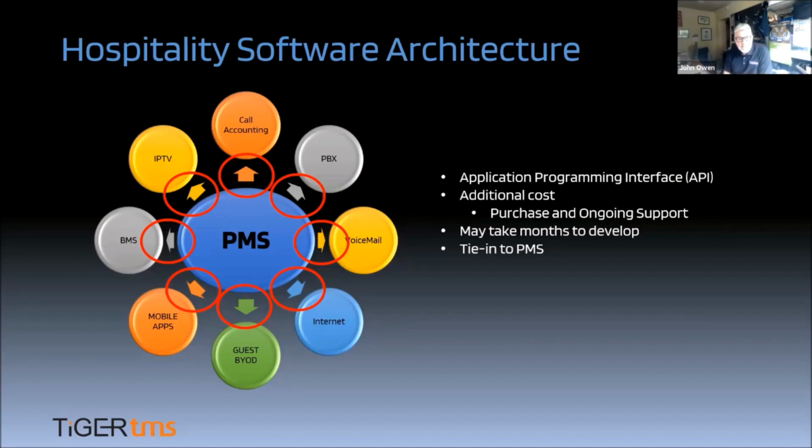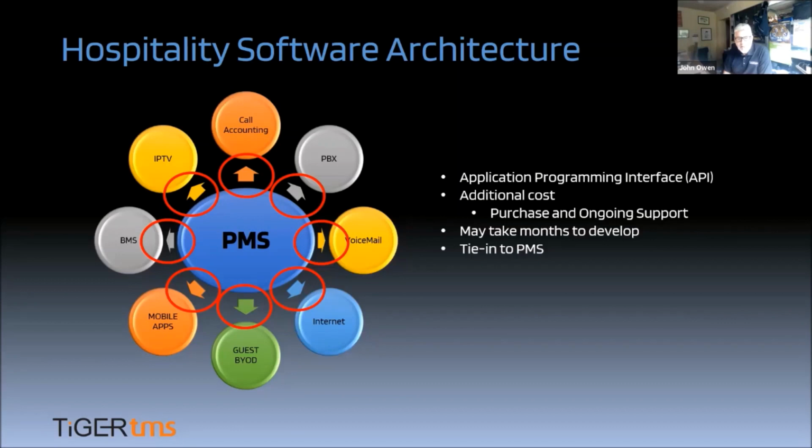The other factor to take into consideration is that PMS companies, whilst being very good at developing their own PMSs, aren't so good at developing interfaces to third-party applications, especially if those third-party applications are new to the market or specific to your particular property and you want to integrate them very quickly. It can take many months for the PMS manufacturer to develop that interface to allow you to connect that application to the PMS.